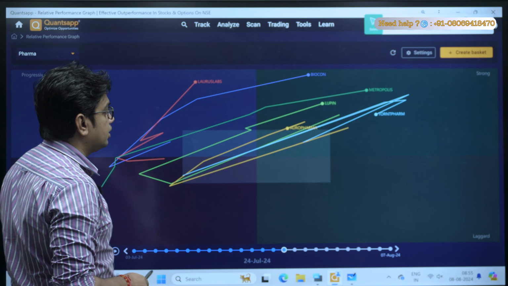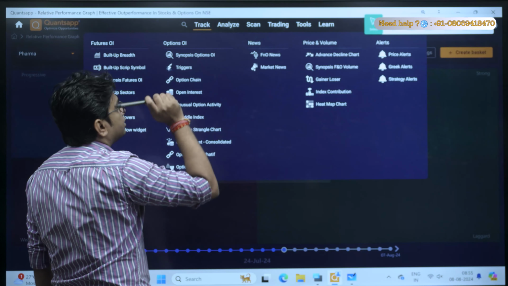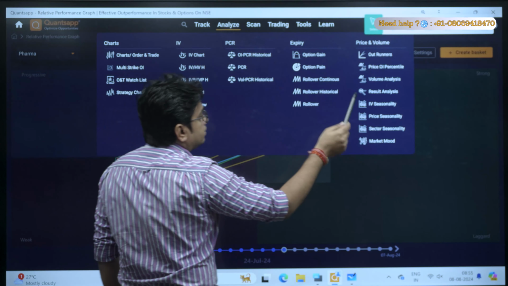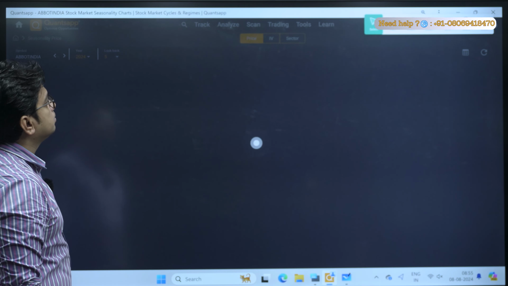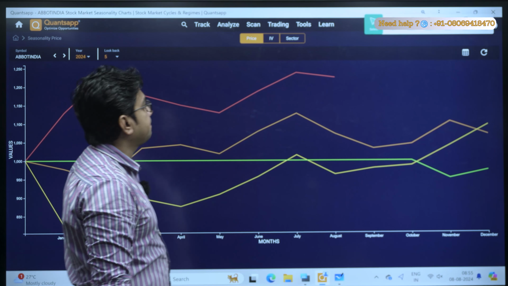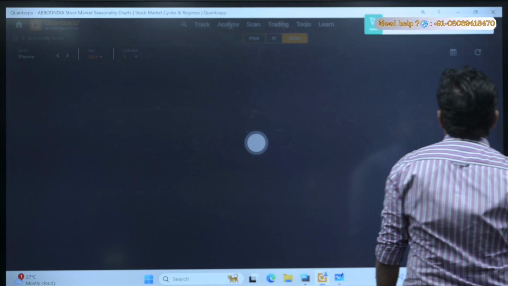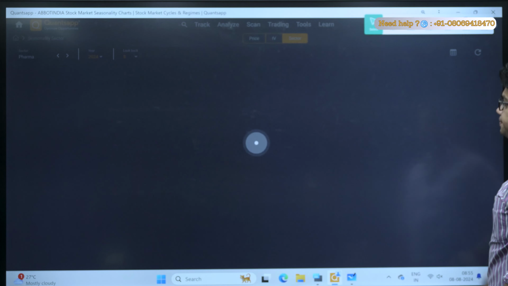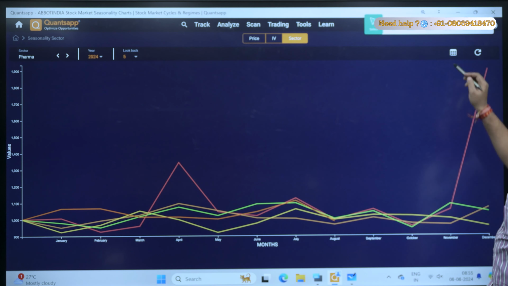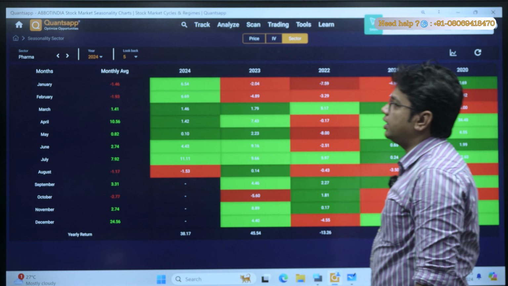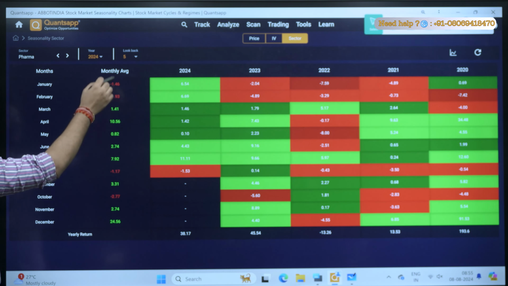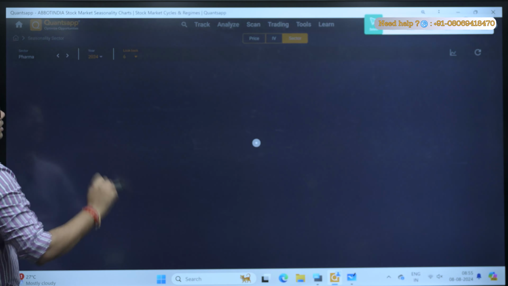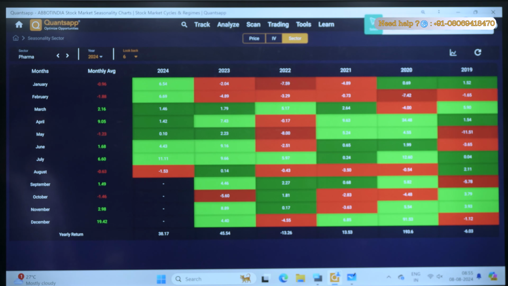Now let me check another sector. So what I'll do, I'll go to sector seasonality again. I'll select sector over here, and I will select table view. Now here you can change the sector, and you can also change the look back period. Let's just say I want to go for 6, so I will go for 6.